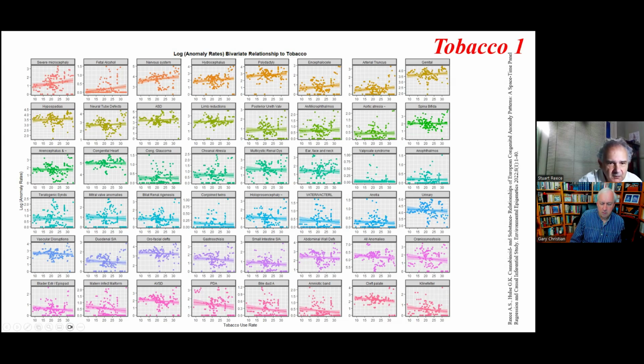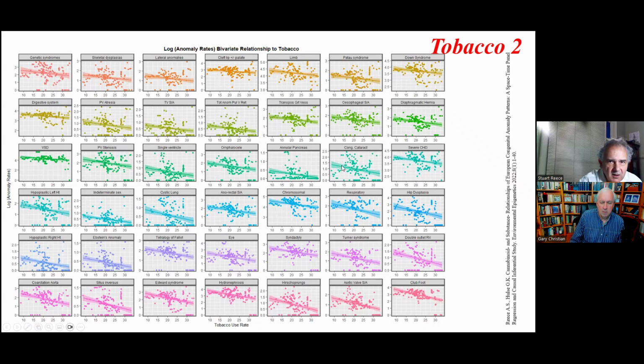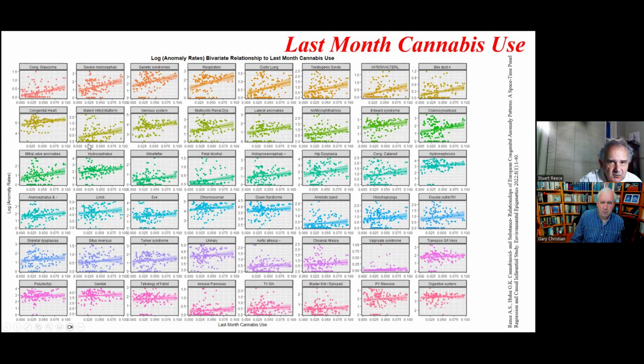But the point is that as the tobacco use rises, some of these lines are positive, like severe microcephaly, fetal alcohol, the nervous system, hydrocephalus, polydactyly. Some of these lines are sloping up in the positive direction. And then you come down to the second page, and the lines are all negative, in a negative direction, more or less. When it comes to last month cannabis use, you can see there's far more of the lines slope up in the positive direction.